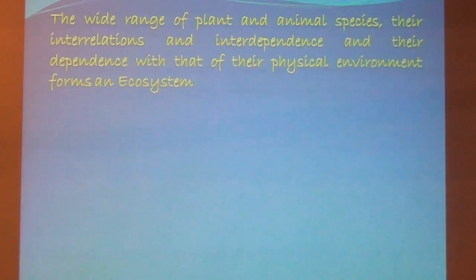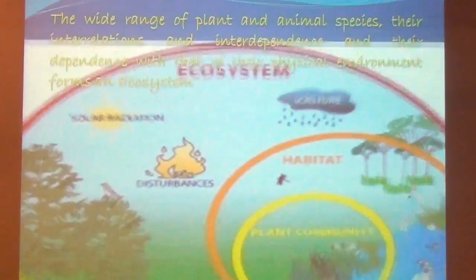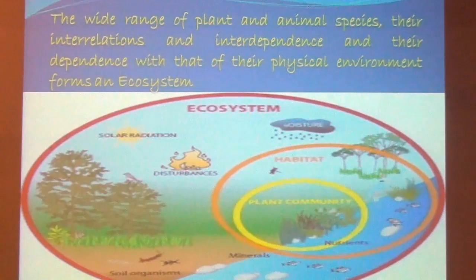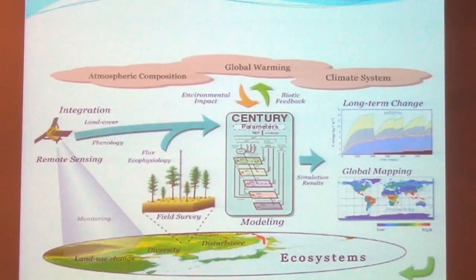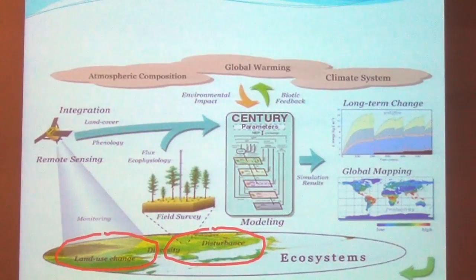That means, if we are going to define ecosystem, ecosystem refers to the wide range of plant and animal species, their interrelations and interdependence and their dependence on their physical environment. They together form the ecosystem. Clear? Now, we do not take ecosystem as a small entity to discuss and to study and to conduct research. What we actually do, we take a large ecosystem in a geographical area, such as a forest zone, such as a large grassland. We take a large ecosystem for the purpose of studies, for the purpose of research.